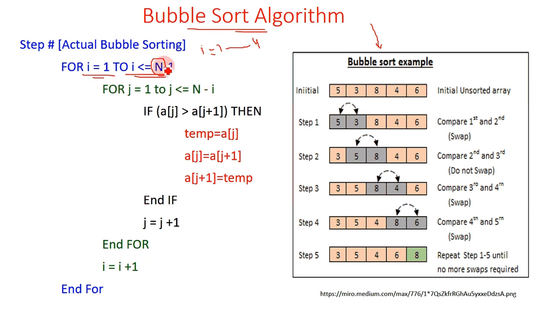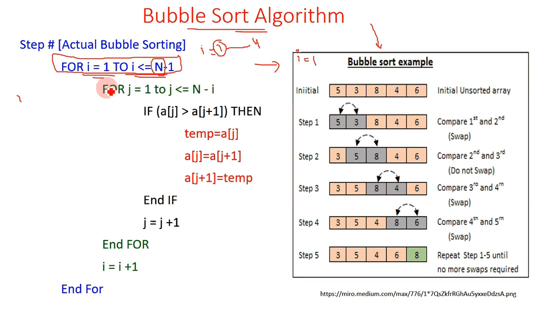So why n minus 1? This outer loop is used for a pass. A single value of I shows a single pass, so in this example there will be four passes. In a single pass, a single value will go to its proper location. So I starts from 1, and I is less than or equal to 4. Yes, I starts from 1 and goes to 4.